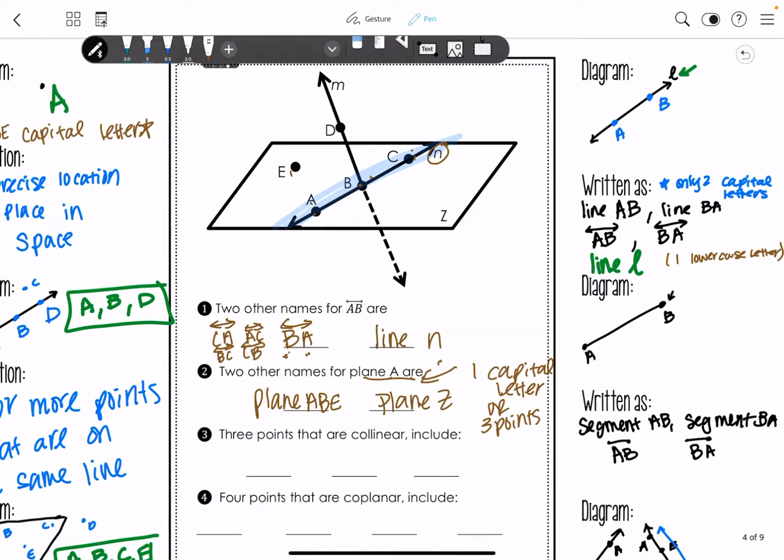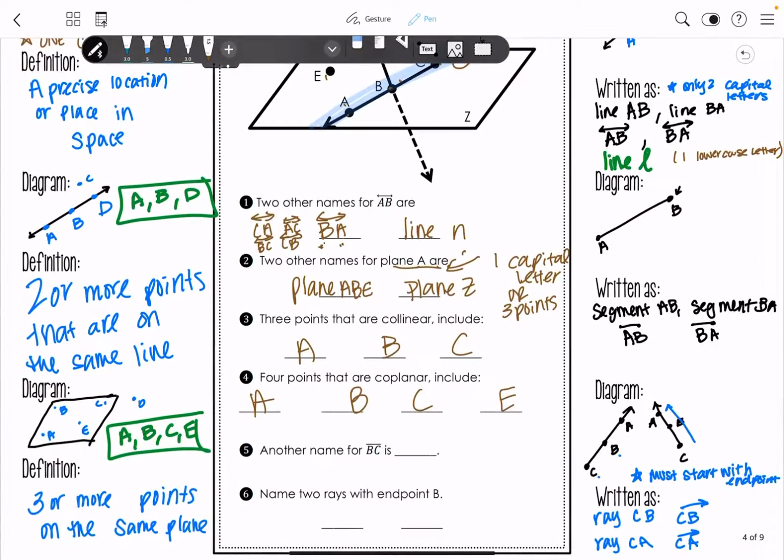3 points that are collinear, well, we talked about it. These are A, B, C. And the ones that are coplanar are A, B, C, E, because that's how we named our plane. Another name for line segment BC, well, it's just going to be going backwards, and it's going to be CB in the opposite direction.